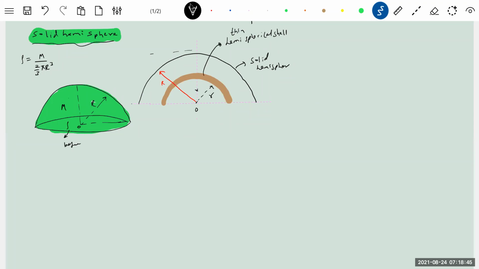Exactly at r by 2. The center of mass of the thin hemispherical shell, not of the solid hemisphere. For the solid hemisphere, we don't know that. So I'll call this C1. Where should it be? At r by 2. This is, I think, OC1. What is OC1? It should be equal to r by 2. So what is C1? C1 is the center of mass of the elemental structure, the thin hemispherical shell.